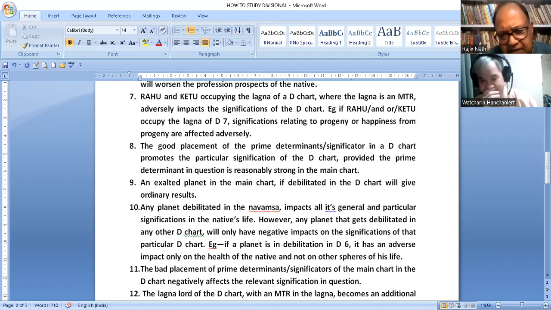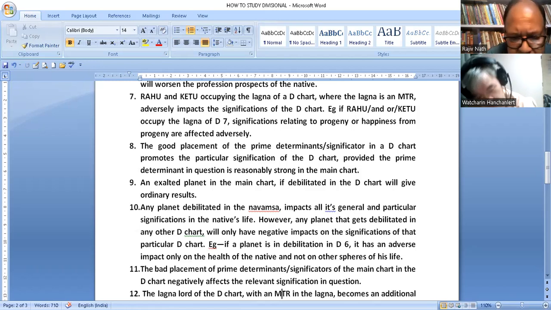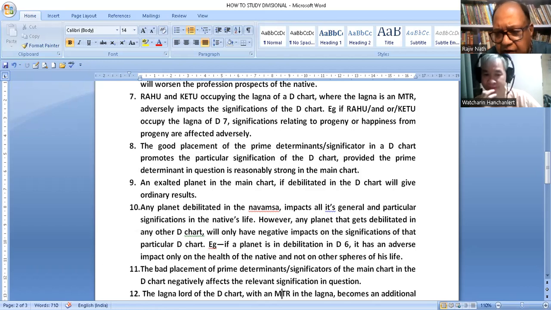Navamsa is for overall life also. That's why it is more important. Special importance for Navamsa, D9. However, any planet that gets debilitated in any other D chart will only have negative impacts on the significations of that particular D chart. For example, if a planet is debilitated in D6, it has an adverse impact only on the health of the native and not on other spheres of life.